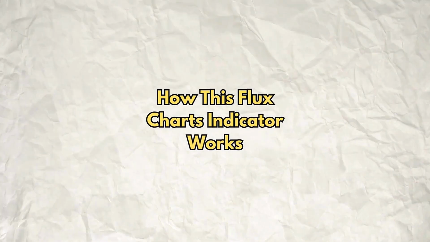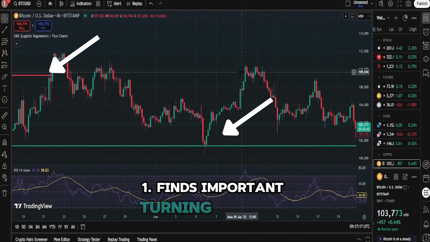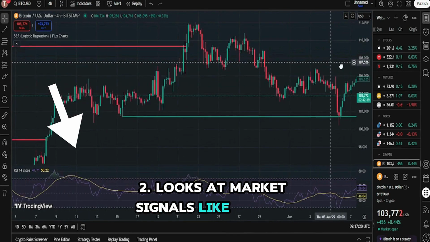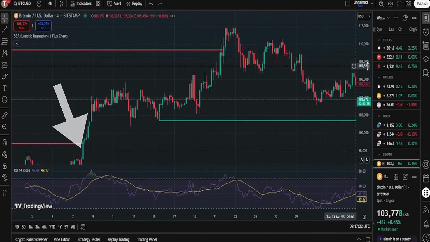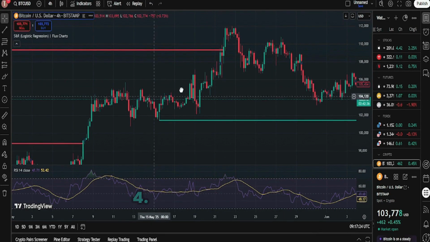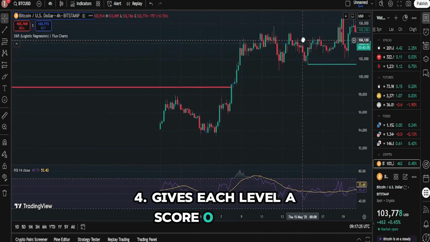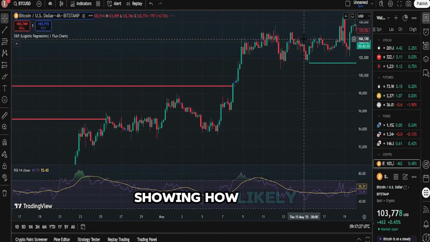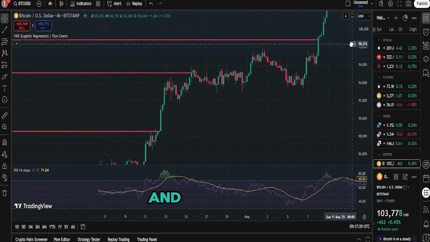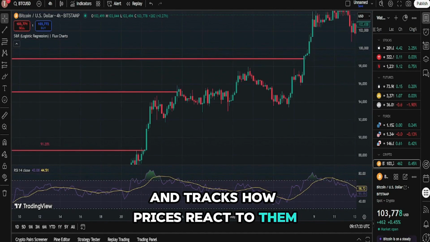How this Flux Charts indicator works. 1. Finds important turning points in price. 2. Looks at market signals like RSI and price changes. 3. Uses past data to learn patterns. 4. Gives each level a score, 0 to 100%, showing how likely it will work. 5. Marks levels on your chart and tracks how prices react to them.